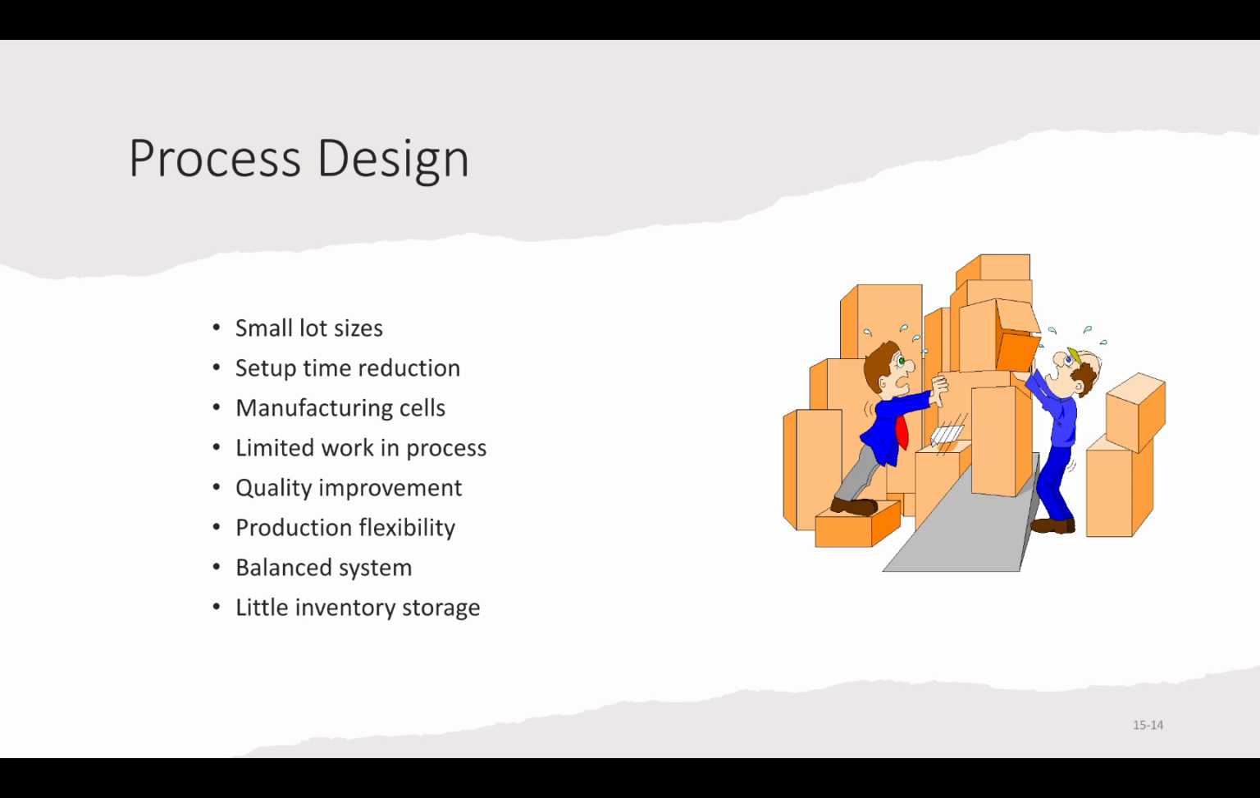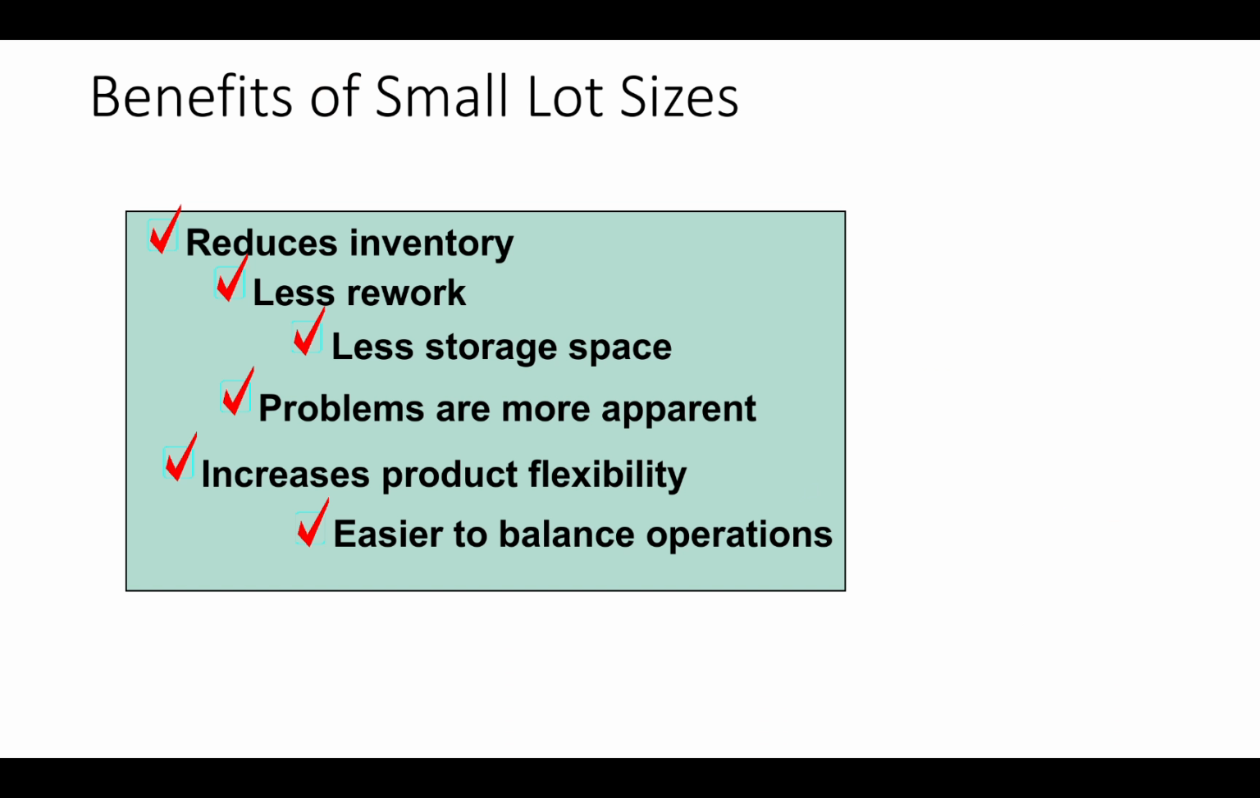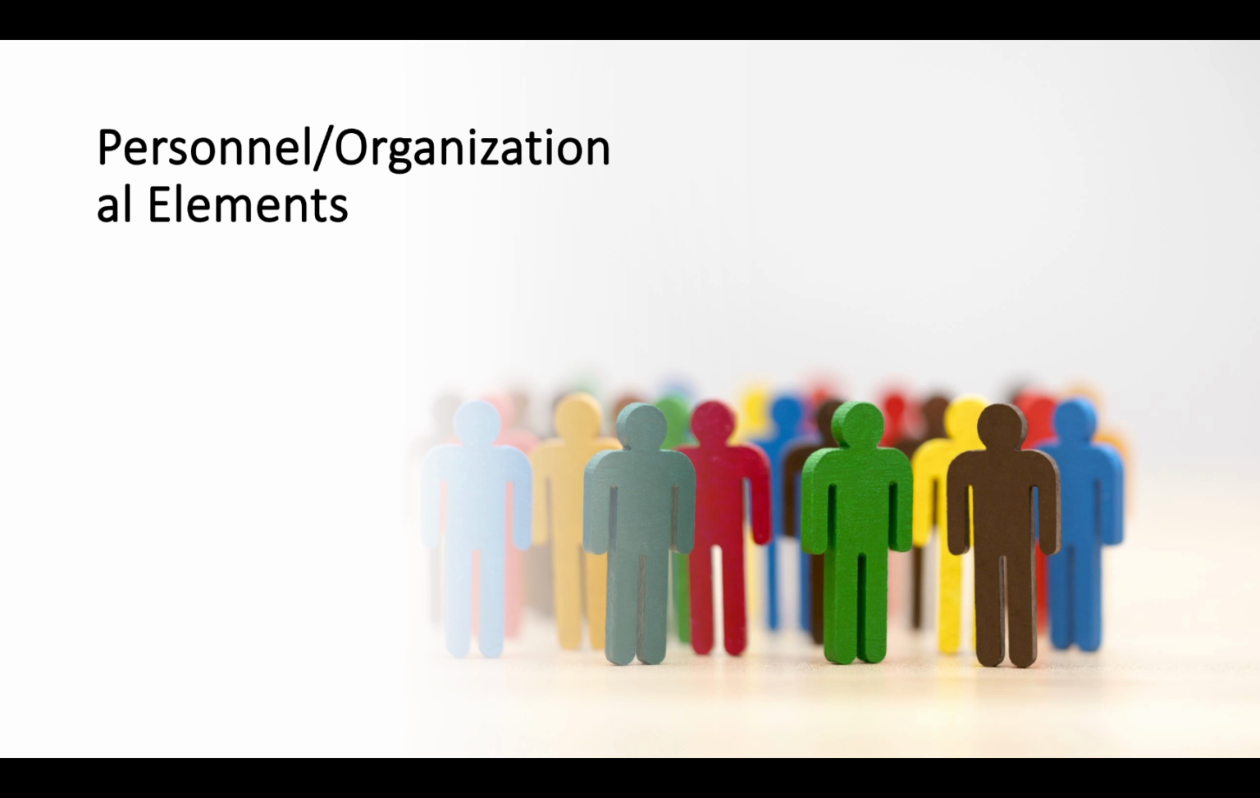A balanced system should be there. Line balancing, if you remember, we need to balance the line, so that no workstation is overloaded, and none is underloaded either. Next is benefits of small lot sizes. This I have already explained to you. Fine. Then next is personnel or organizational elements.